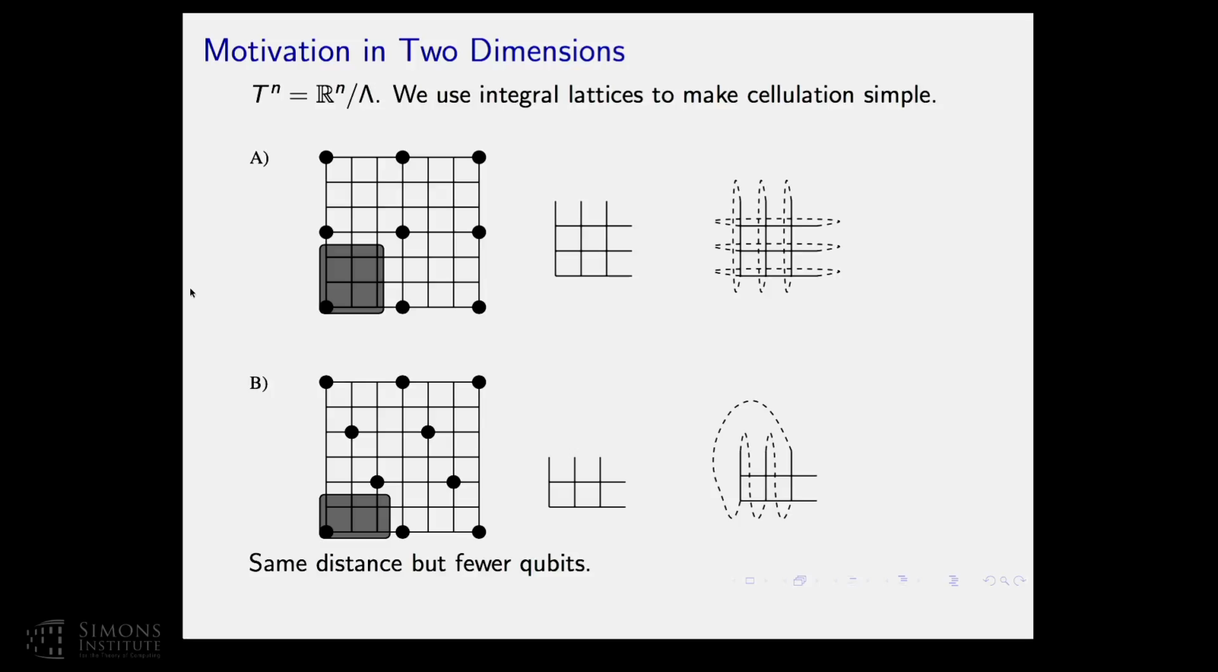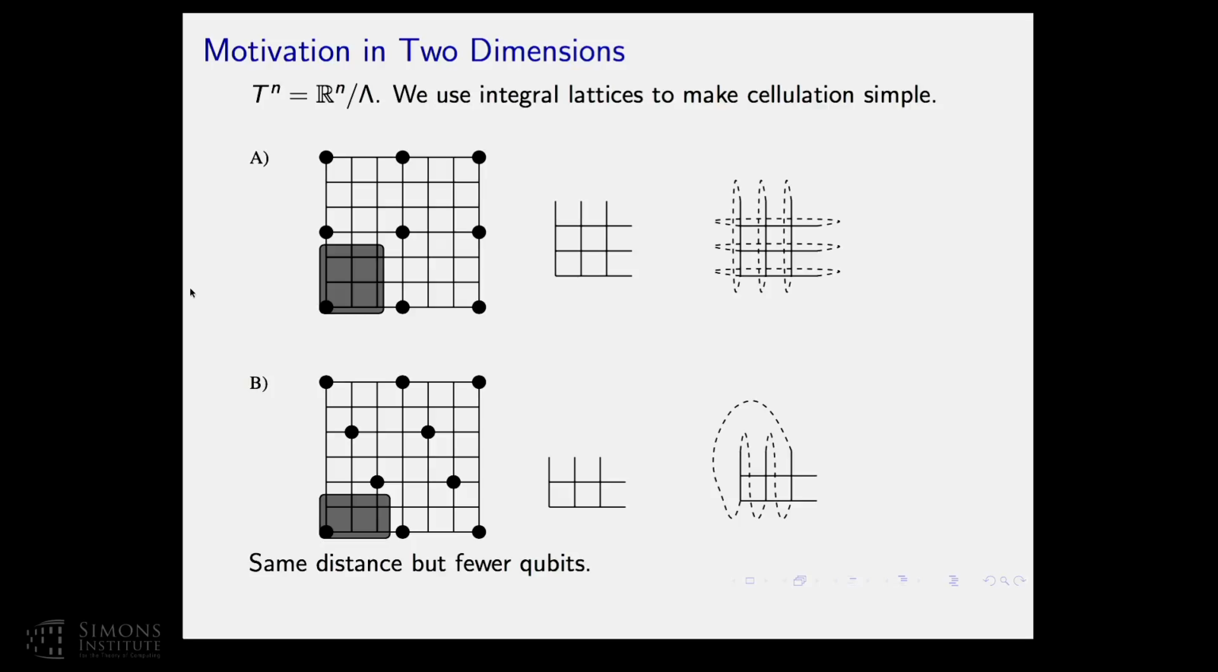Now suppose you used a different lattice. Instead of a lattice where it had some orthogonal basis vectors, consider a lattice here with some non-orthogonal basis vectors. What you find then, this is fewer qubits. The volume of the cell is smaller. Things now join up in a funny way.